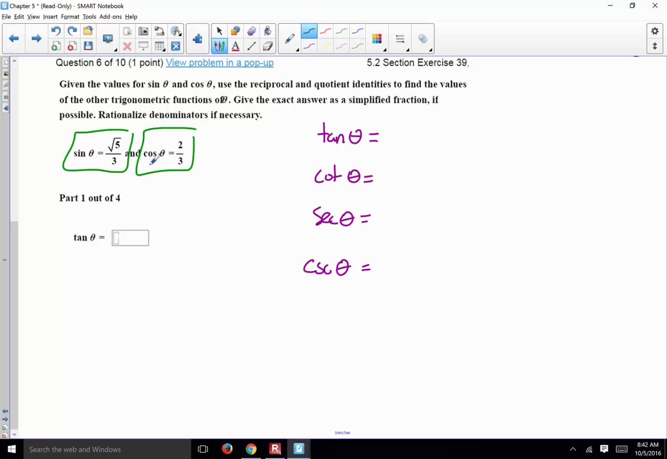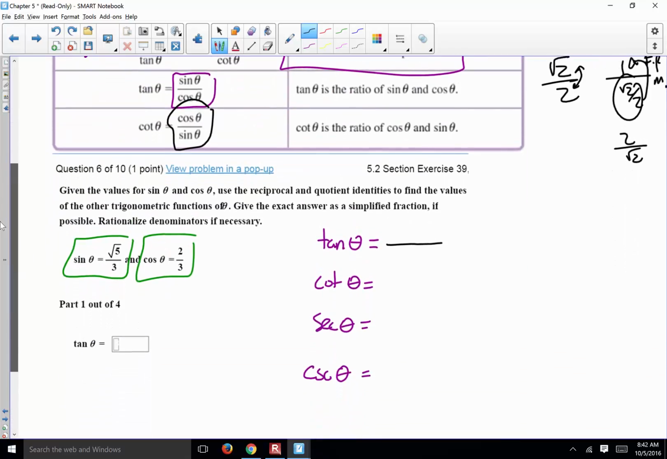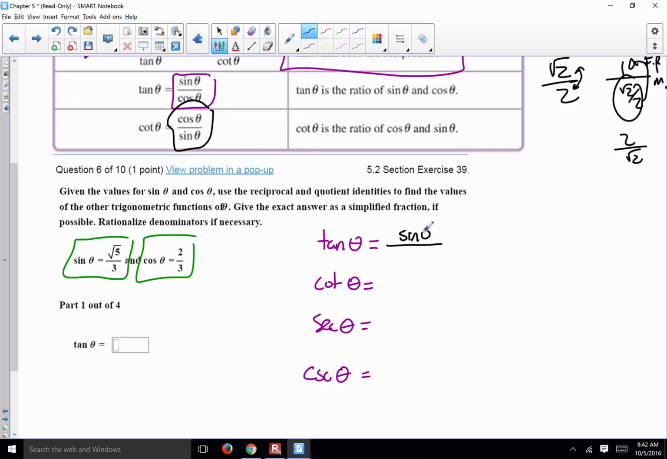What is tangent in terms of sine and cosine? Let's see who remembers it. Tangent is, use sine and cosine only. Sine over cosine. So put the sine value on the top, cosine value on the bottom. Same denominators cancel, and it's root 5 over 2.